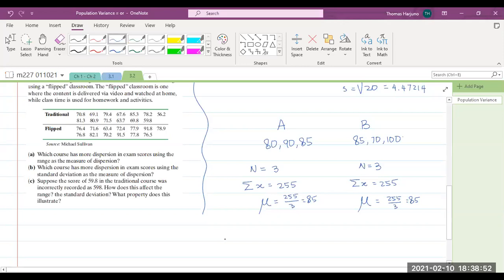Why? Let's look at the variance. Let's find out what the sum of x squared is. Sum of x squared is 80 squared plus 90 squared plus 85 squared. That's for part A.